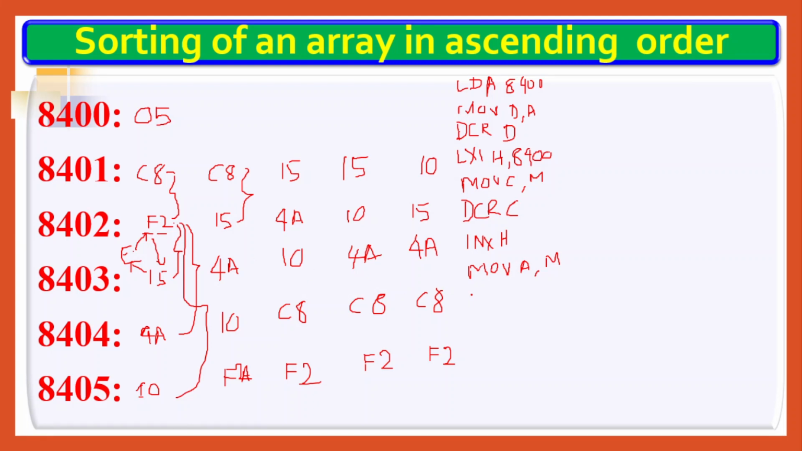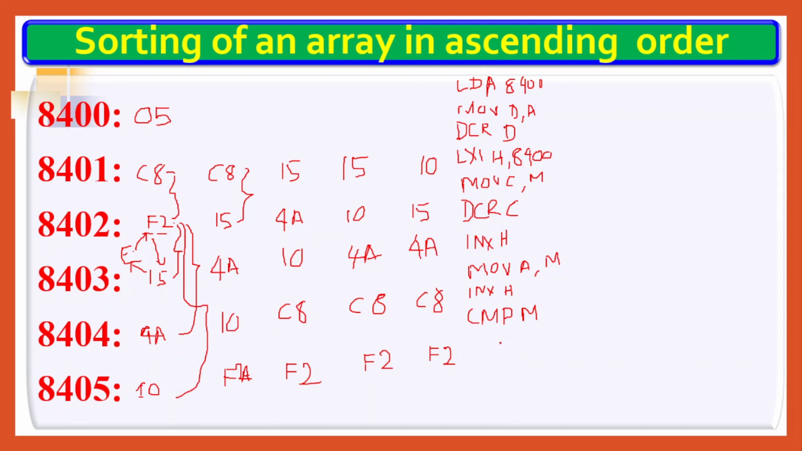Then you have to point to the next one, INX H. Then you compare the accumulator with M: CMP M. So now we have started the task of ascending order.